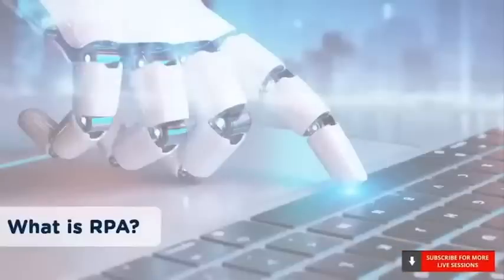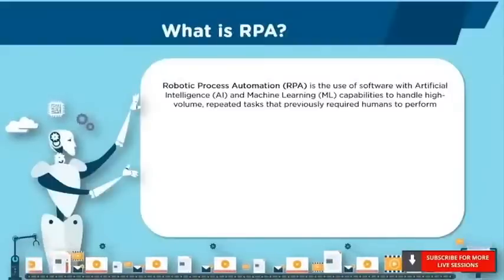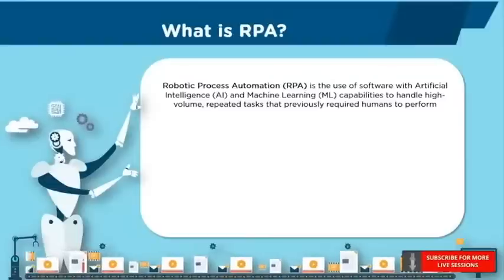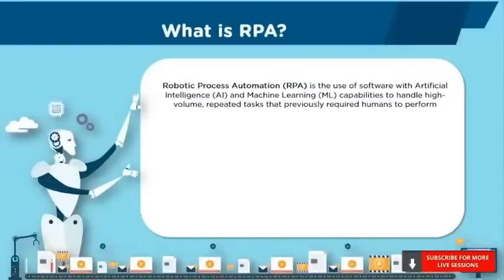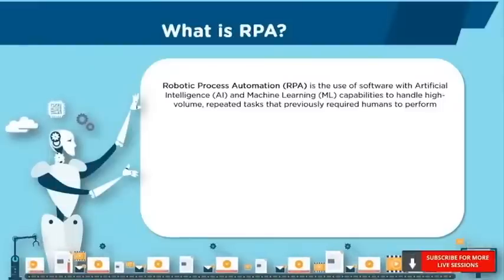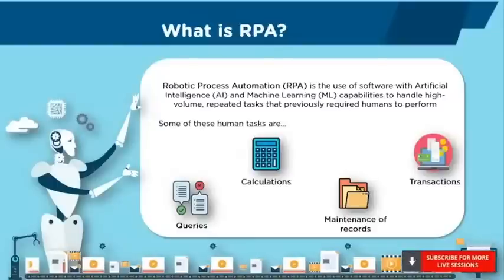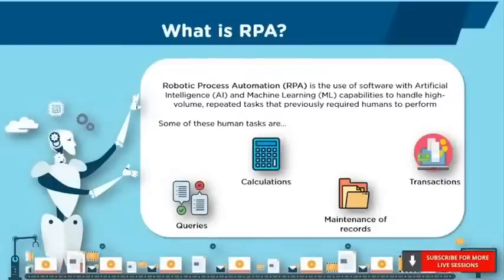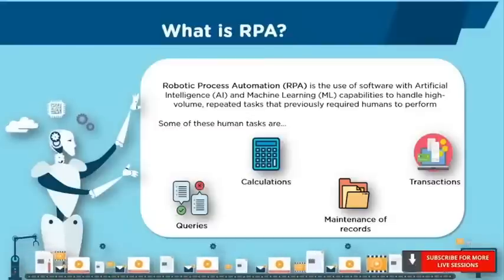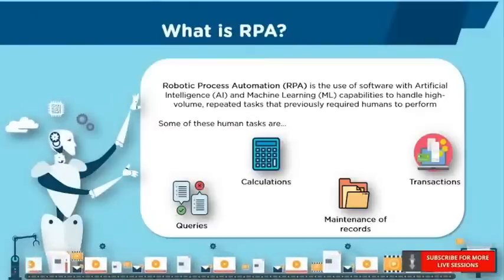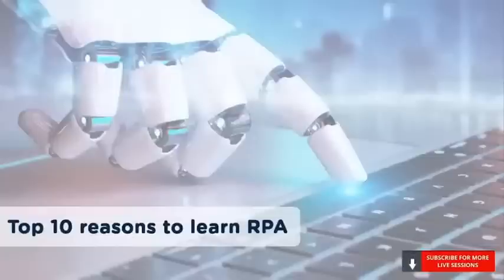So what exactly is RPA? Robotic process automation is the use of software with artificial intelligence and machine learning capabilities to handle high-volume, repeated tasks that previously required humans. Now, some of these tasks include addressing queries, making calculations, maintaining records, or even making transactions. So, why is RPA gaining popularity so rapidly, and why do companies and techies have RPA perspectives? So, here are the 10 reasons why one should learn RPA.